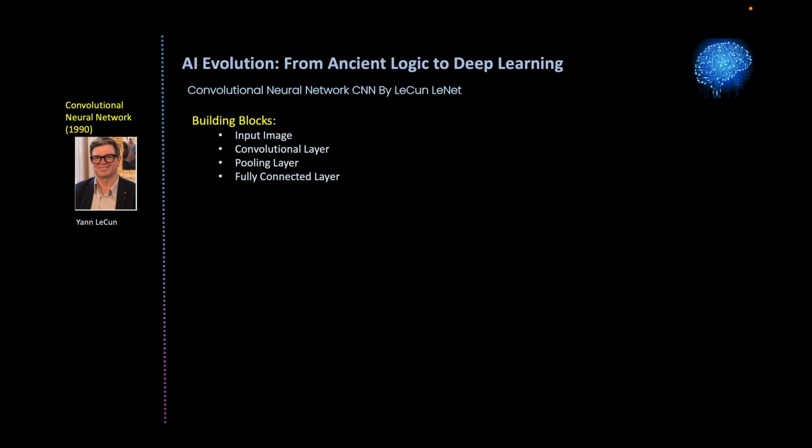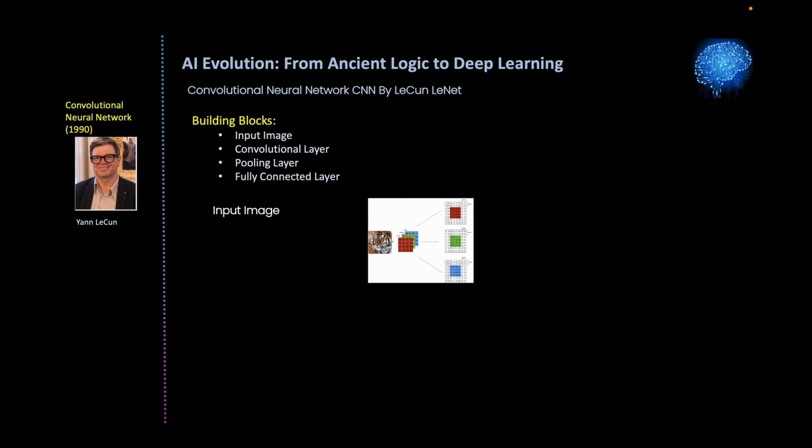And it has four different components. One is input image, second one is convolutional layer, third one is pooling layer, and last one is fully connected layer. Input image, so this is the first building block.